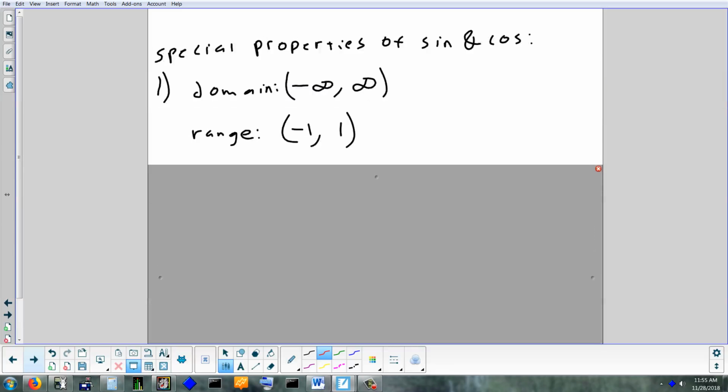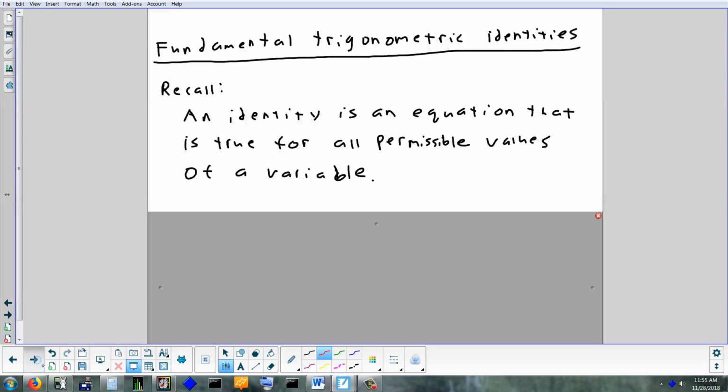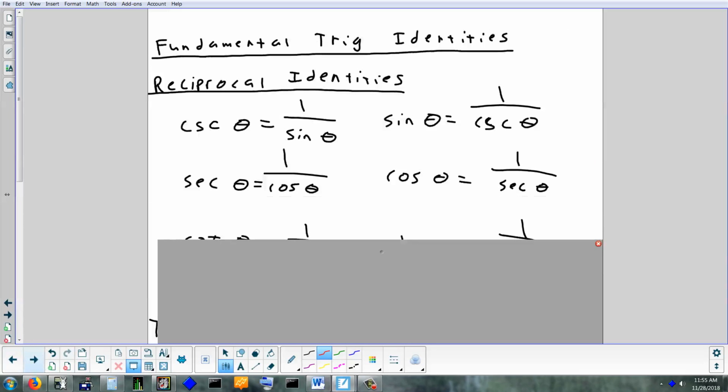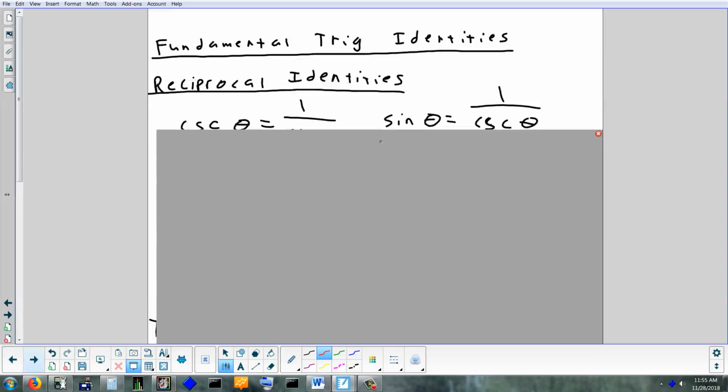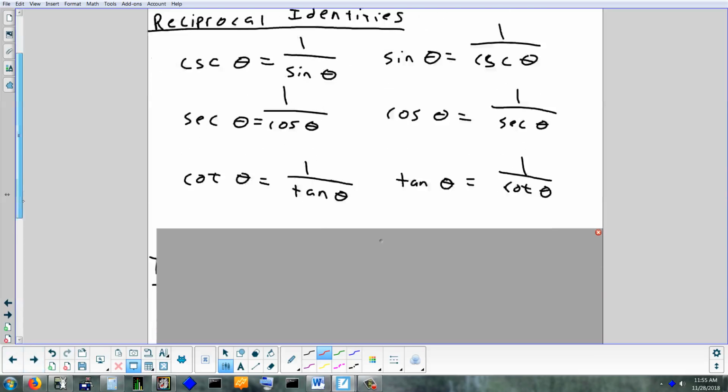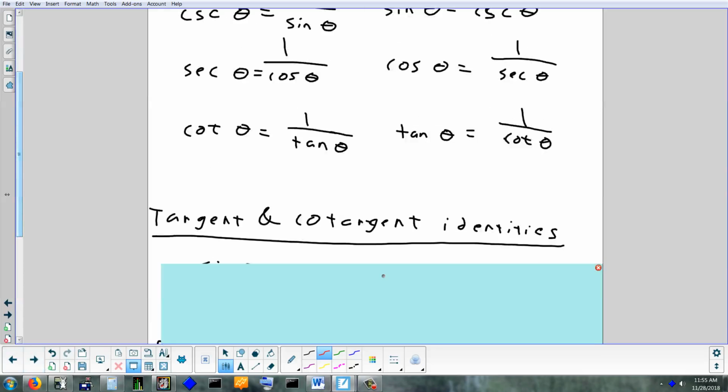All right, so a couple special properties about sine and cosine, but let me see first. You know what? Before I do those, since you just wrote down these identities, let's group together all the identities so you don't have something else and then identities again. So the reciprocal identities are one group of fundamental identities. The next group is called the tangent and the cotangent.